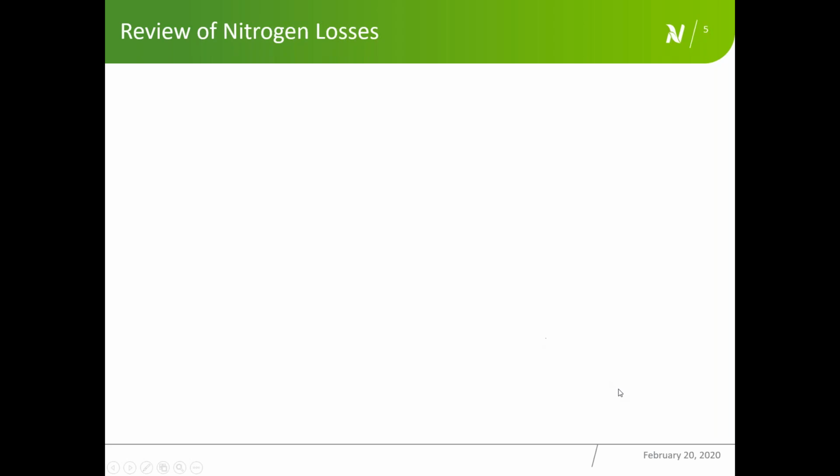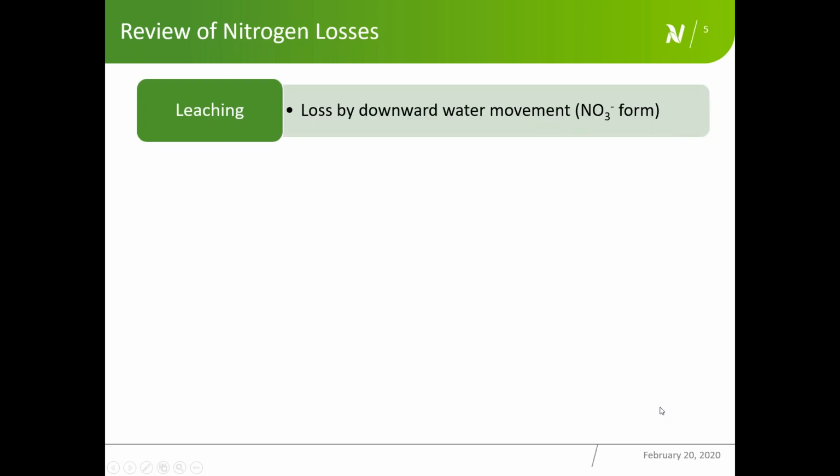All right, so let's review those losses briefly. Leaching is the loss of nitrate nitrogen by downward water movement. So when we have rainfall or irrigation that exceeds the ability of the soil to store the water, that water can move downward if the soil is permeable. And because nitrate is dissolved in the soil solution, it goes with the water, at least some portion of it.